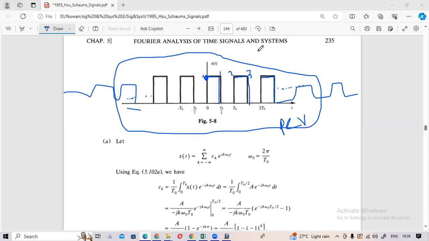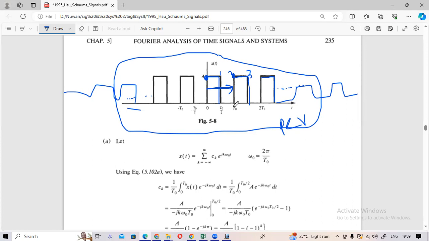It is 2. Very good. So this point is repeating here. So the period means the time from here to here. What is the time from here to here?